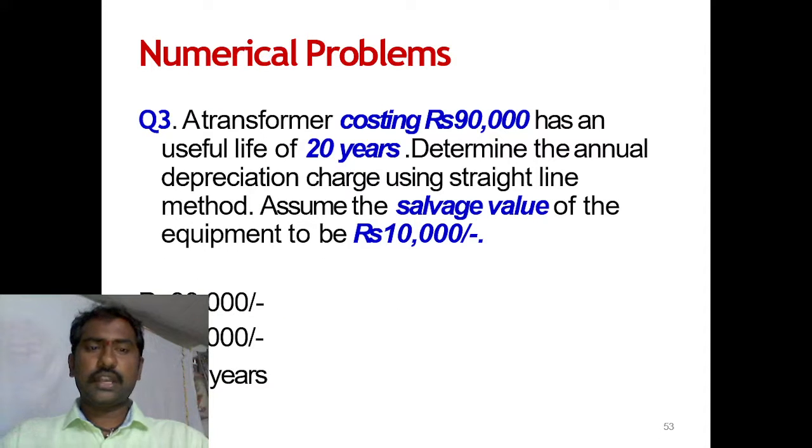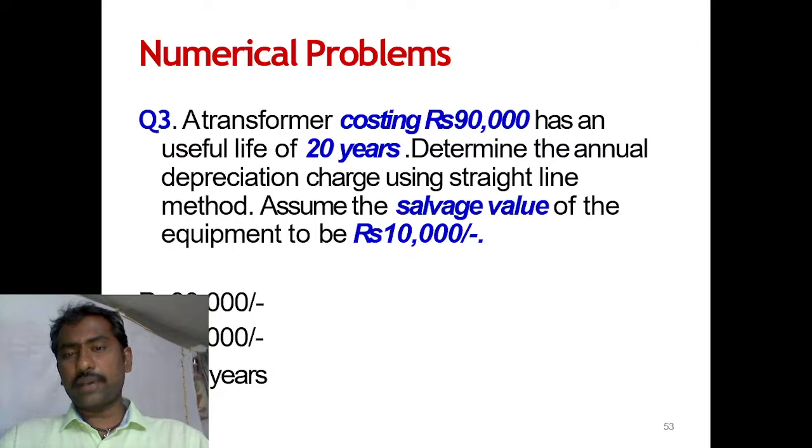So finally we get the value after depreciation is 5,20,638 rupees. And the third problem is a transformer costing 90,000 rupees has a useful life of 20 years, and determine the annual depreciation charge using the straight line method.